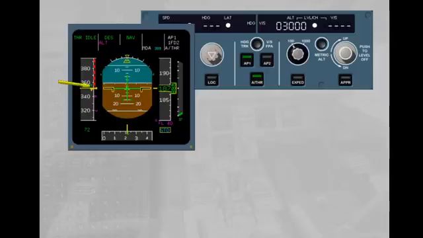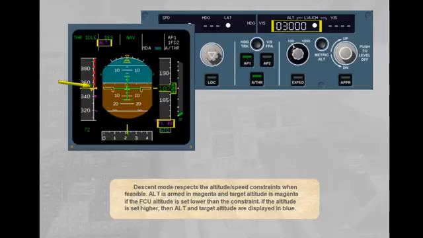Descent mode respects the altitude, speed constraints when feasible. Altitude is armed in magenta, and target altitude is magenta if the FCU altitude is set lower than the constraint. If the altitude is set higher, then altitude and target altitude are displayed in blue.